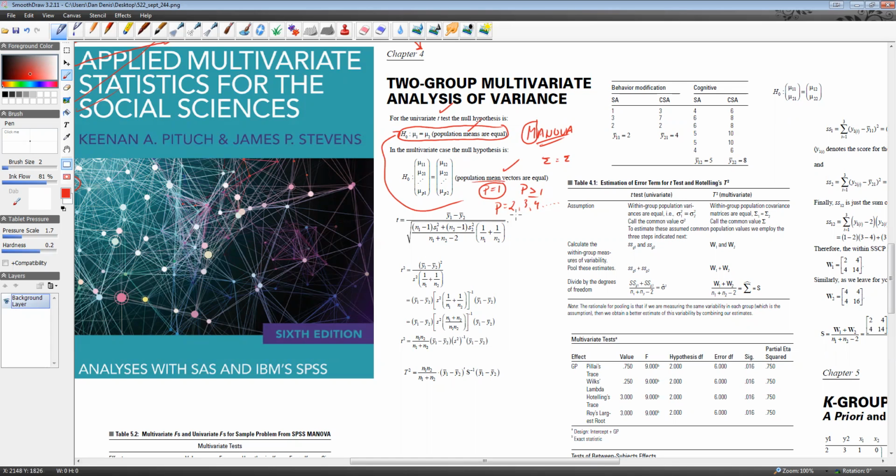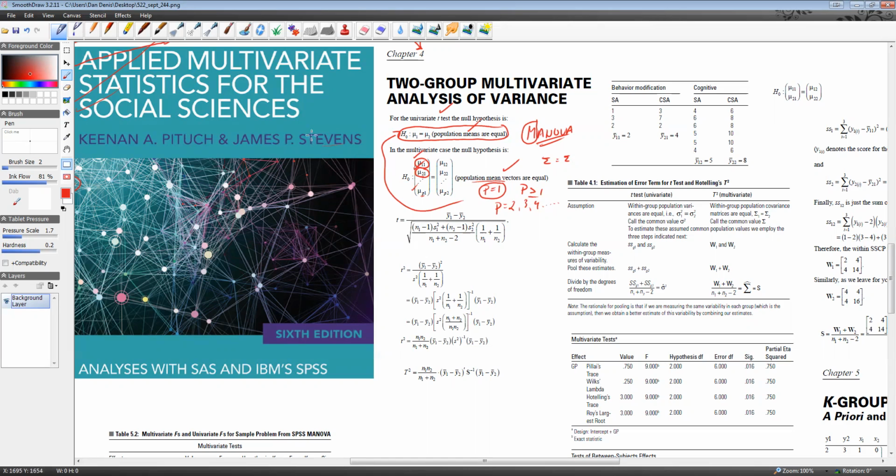Now, how does that work into it? These here are means on the given variables. So this is the mean on the first variable, this is the mean on the second variable, and this is the mean on the pth variable. So mu sub 1, variable 1, mu sub 2, variable 2, mu sub p. Thankfully, Stevens used the same notation here.